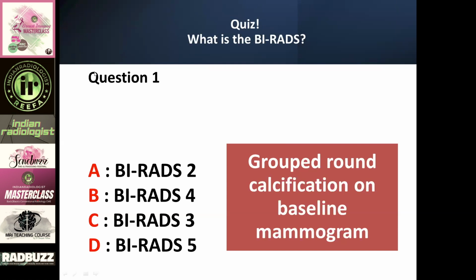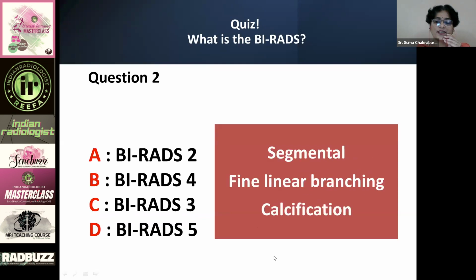So, ma'am, again, 44% are for C and 41% are for A. Okay, so it has to be C, isn't it? Because grouped round calcification on baseline mammogram is the only thing which is BIRADS 3 in calcifications on mammography. So 44%, well done. That is the right answer. Okay, so we move on to the next question.